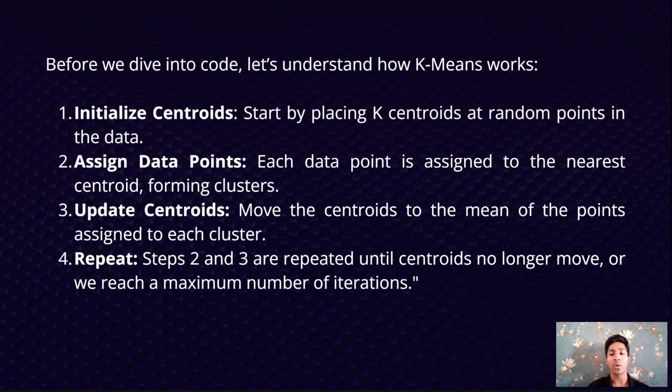Let's understand how k-means works. Here are the steps of how k-means works. First, we have initialize centroids. In this step, we start by placing k centroids at random points in the data. Second step is assign data points. In this step, each data point is assigned to the nearest centroid, forming clusters.